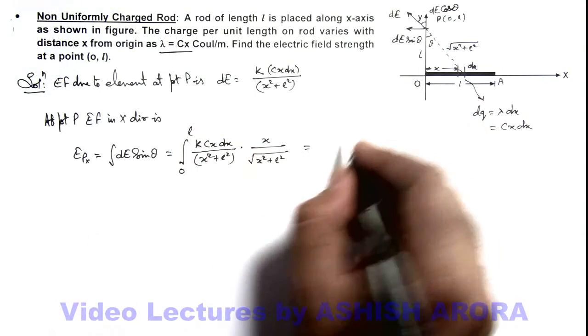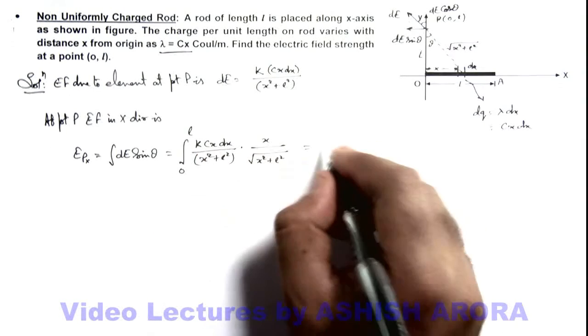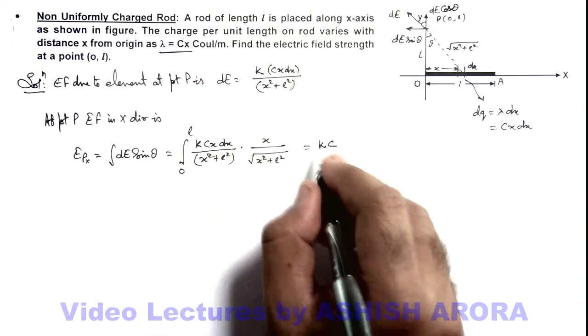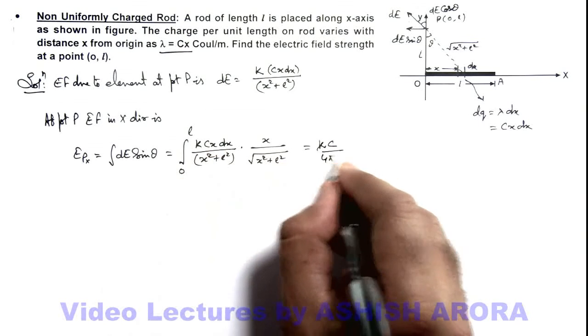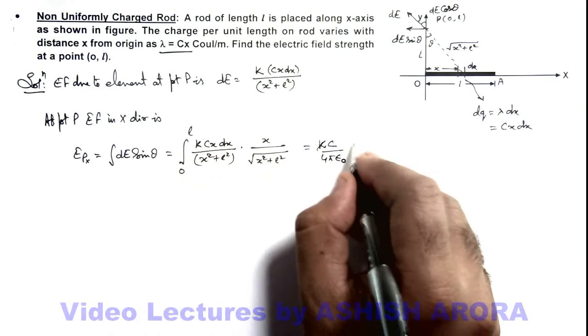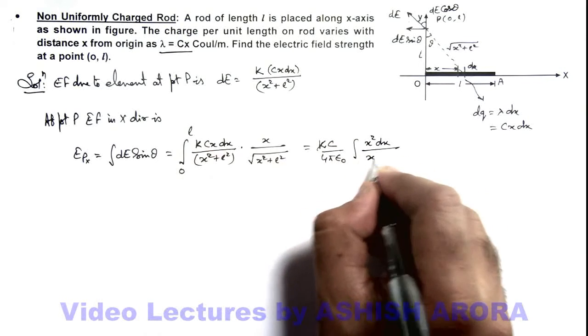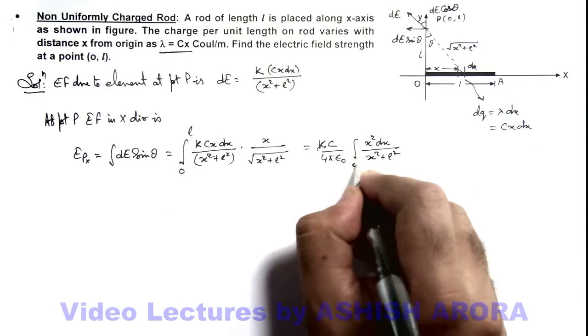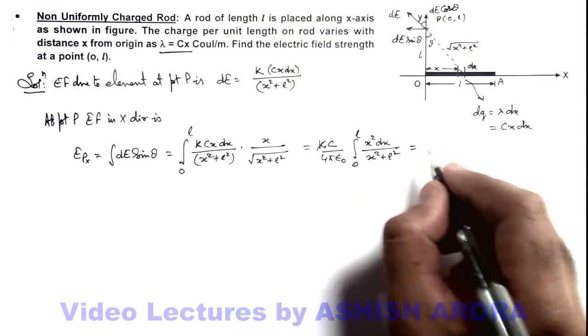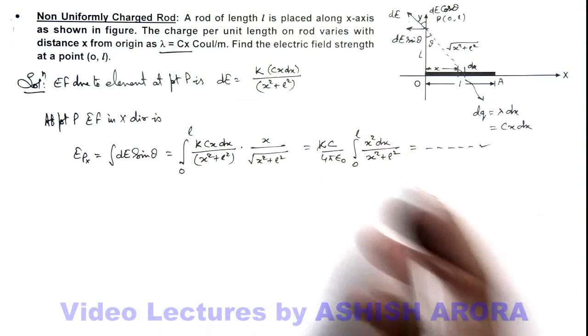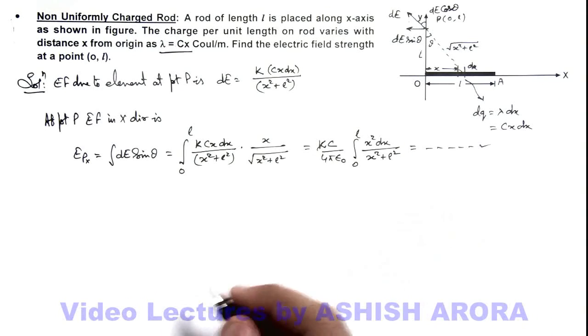So this is giving us, here k and C are constants. So kC, where k we can also replace by 1 by 4 pi epsilon naught, times the integration of x square dx by x square plus L square to the power 3 by 2 within limits from 0 to L. This I'm leaving as an exercise for you to calculate. It is just a simple integration. We have done it several times.